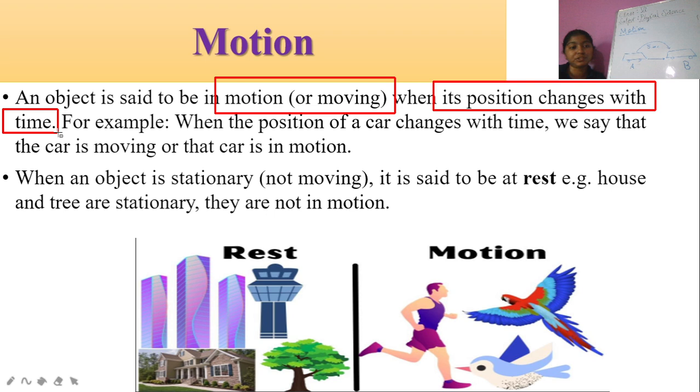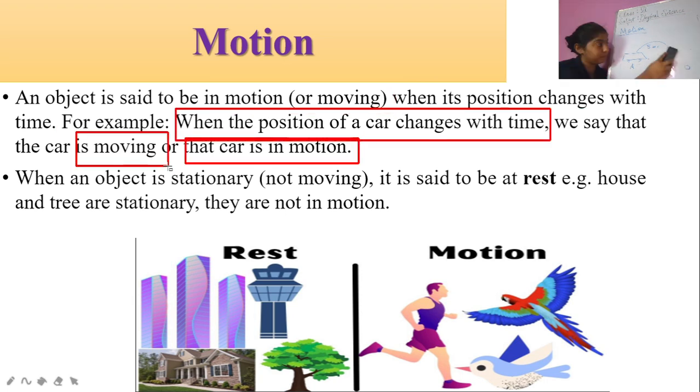Now students, see, when an object is stationary, stationary means it is not moving. After 5 seconds the car is only at A; after 1 second, 2 seconds, the car is only at point A. So we cannot say that the car is moving, because it is at one place. That state is called rest. First we discussed motion, then we have rest. Whenever an object is not moving, we say it is at rest.